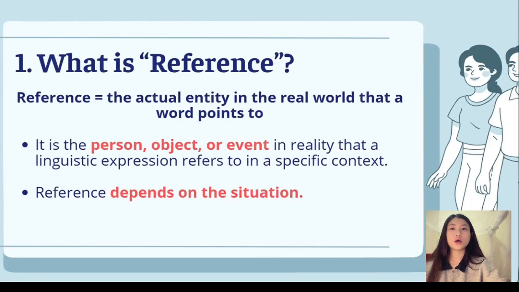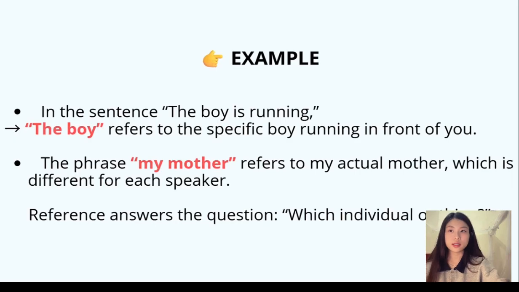Now, let's move on to reference. Reference is the actual person or thing in the real world that a word refers to in a specific situation. For instance, in the sentence "The boy is running," the phrase the boy refers to a specific boy that we can see. Another example is my mother, which refers to my actual mother, and this will be different for every speaker. So, reference depends on the context.